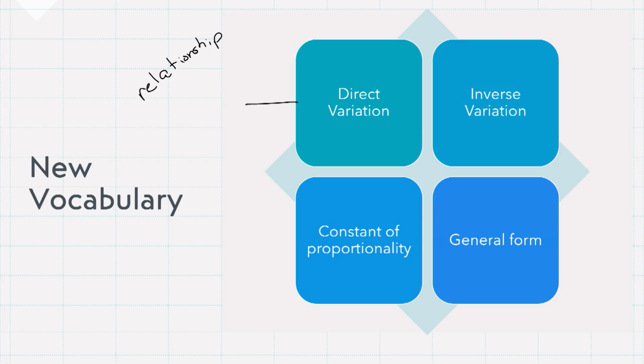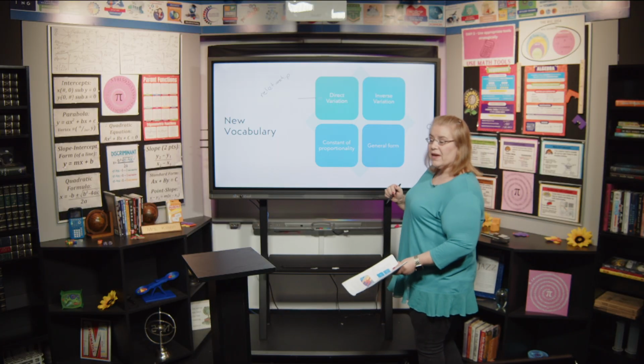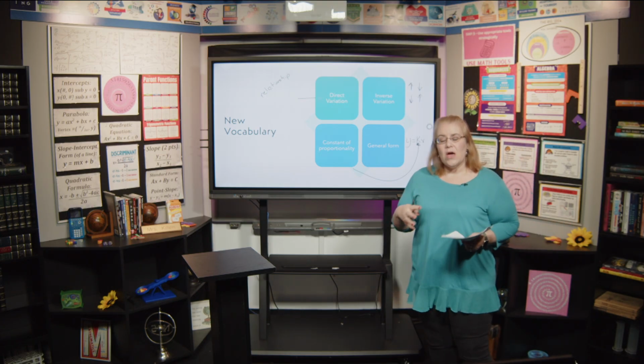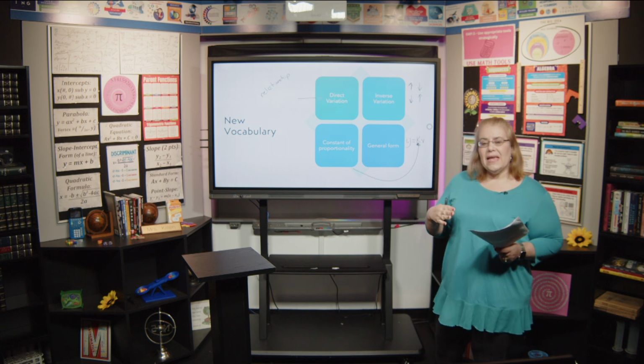But what about our inverse variation? Our inverse variation tells us where one of my variables is going up, the other variable is going down, or vice versa, where one of them is going down, the other one is going up. And we can see those shown with our general form, where this k is my constant of proportionality. So those are our four main vocab that we're really going to look at in this lesson.